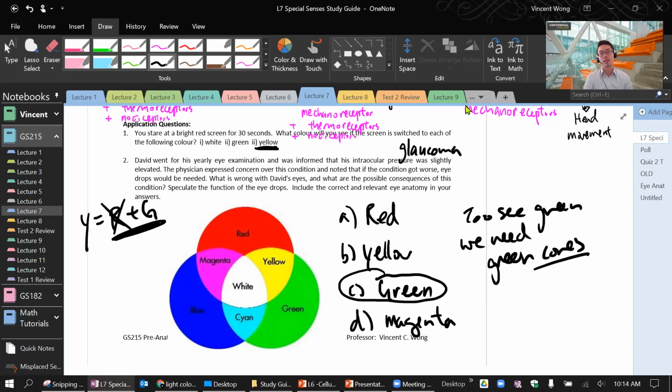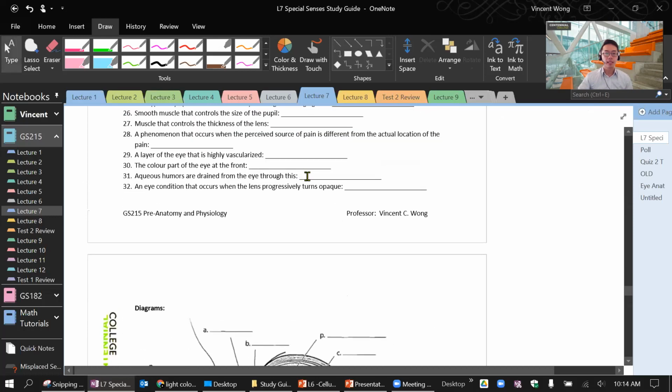Okay, my brother-in-law has glaucoma, and he needs to regularly put drops in, and in fact, one of his eyes is much worse than the other, so he cannot really see very well with the affected eye. So there you have it. That is the application questions, and that is it.